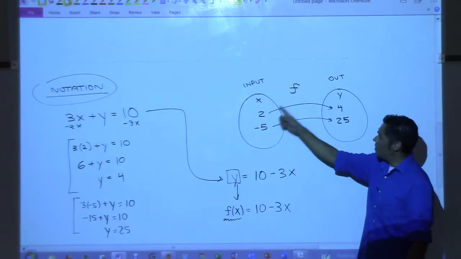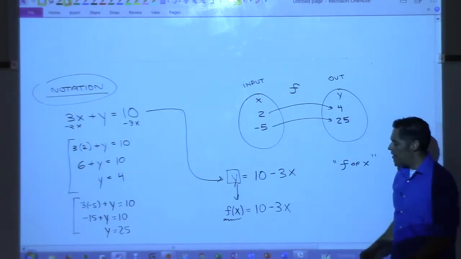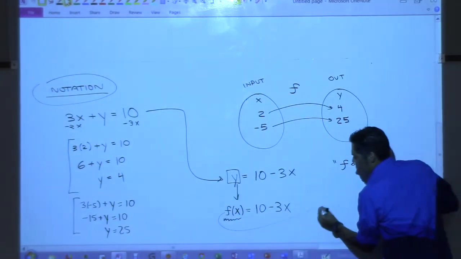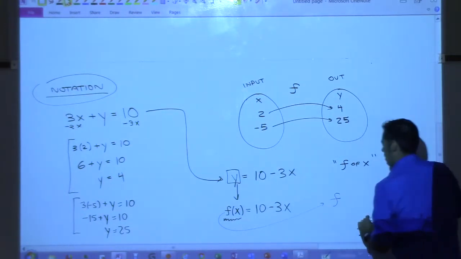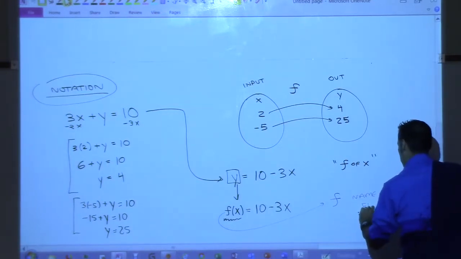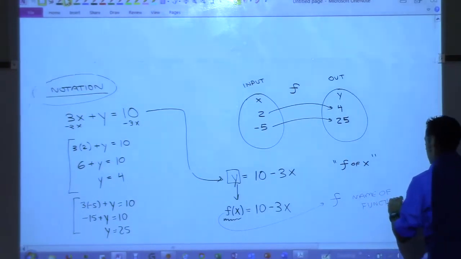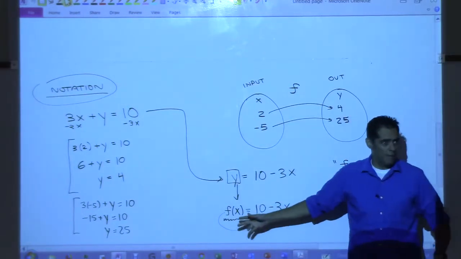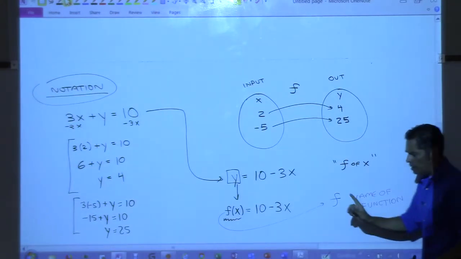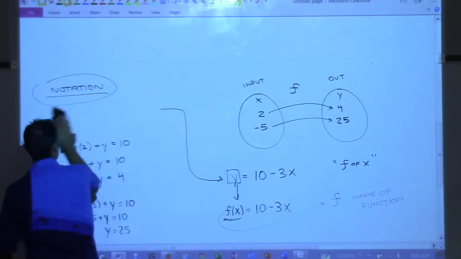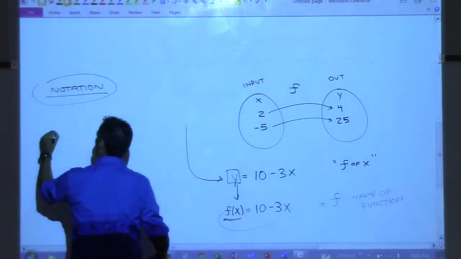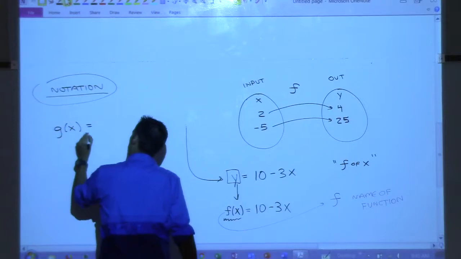Now, this machine that goes from here to here, the name of it is that letter right there. F is the name of the machine, or the name of the function. A lot of people will say that the name of this function is f of x, but it's not, it's f. So I can give you another example of some notation that I could use. Let's say I wrote this down. Let's say I said something like this.